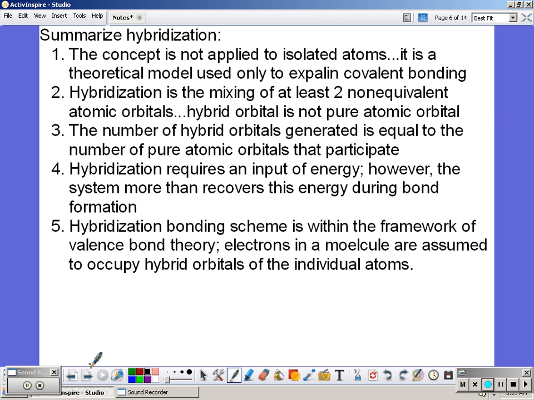Hybridization requires an input of energy. However, the system more than recovers this energy during the bond formation itself. The hybridization bonding scheme is within the framework of valence bond theory, because the electrons in the molecule are assumed to occupy the hybrid orbitals of the individual atoms.